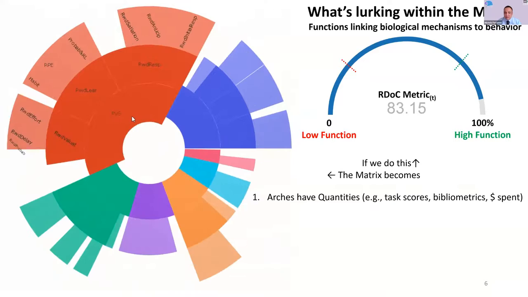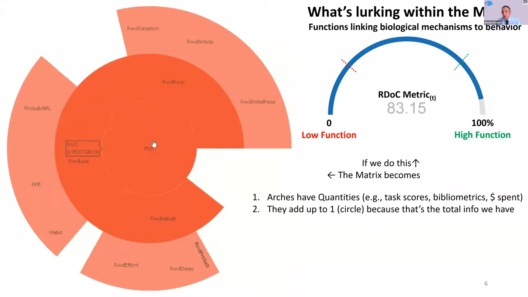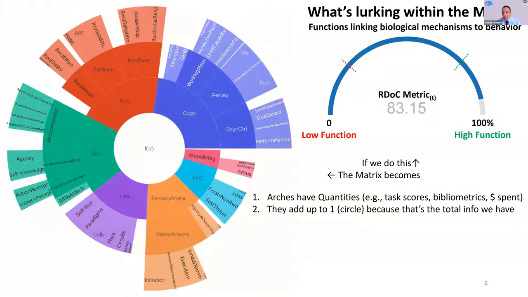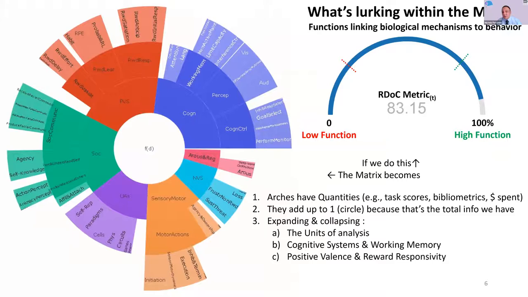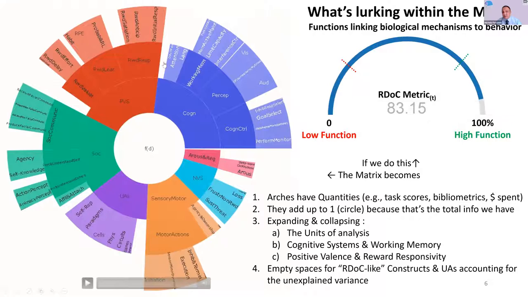It could be that each circle amounts to a one, because that's all the information that we have about that knowledge. And we can expand and collapse the arches to reveal all the different concepts in the matrix and explore more in depth. By design, there are empty spaces here that show all the concepts that were not previously represented, almost like RDoC-like constructs that are not being explored yet, or are not yet in the matrix, and can be inserted in this empty space.